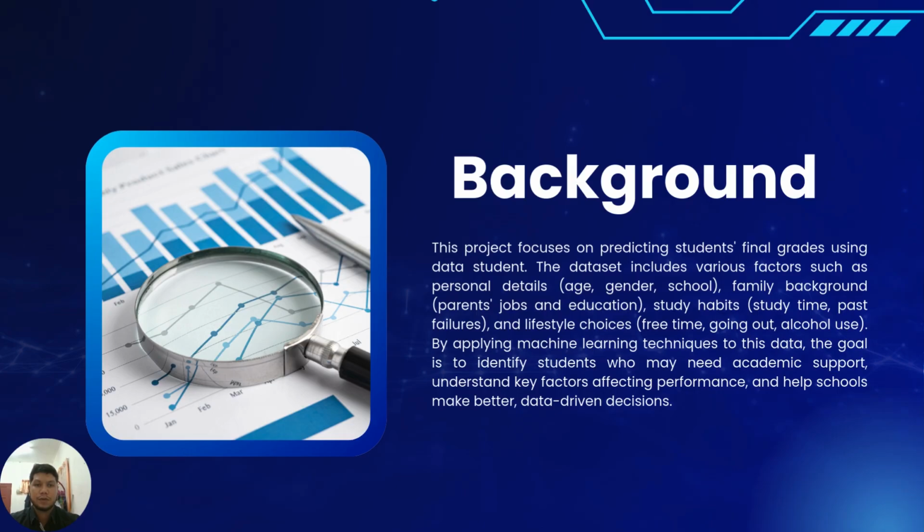Background: this project explores how we can predict students' final grades using a dataset that includes personal details like age and gender, family background, study habits, and lifestyle choices. By applying machine learning, we aim to identify students who might need academic support, understand key factors affecting performance, and also help schools make smarter, data-driven decisions.